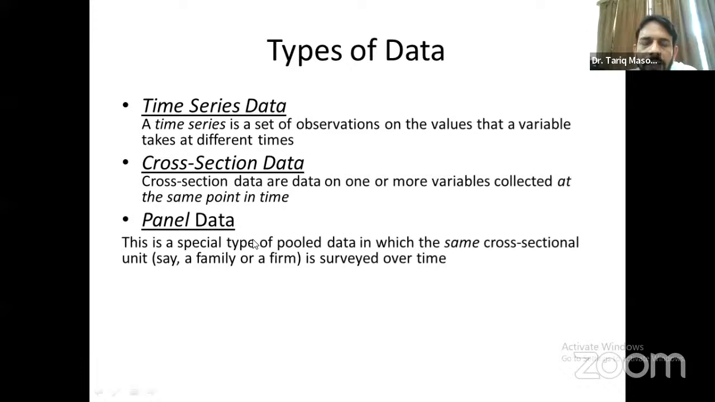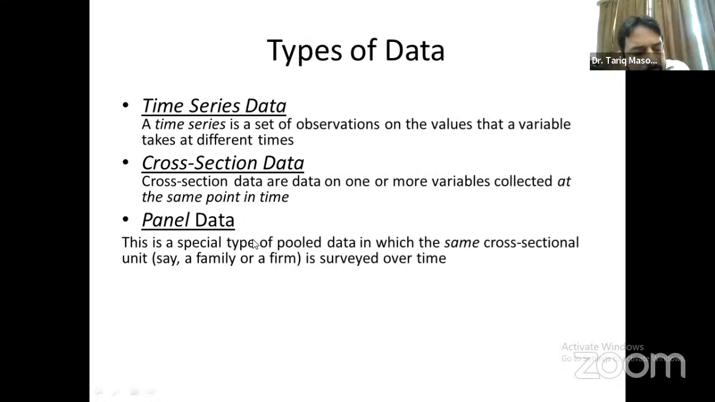And in case of panel data, we combine these two dimensions. So in panel data, there is variability over the time and there is variability over the space. Both the dimensions are involved in panel data. Like GDP data of South Asian countries from 1991. All the countries are involved, and there is variability over the period of time because we are recording data over the period of time. So this is a combination of time series and cross-sectional data.